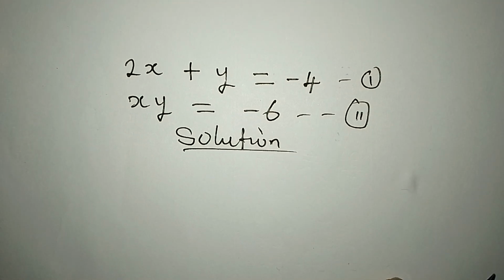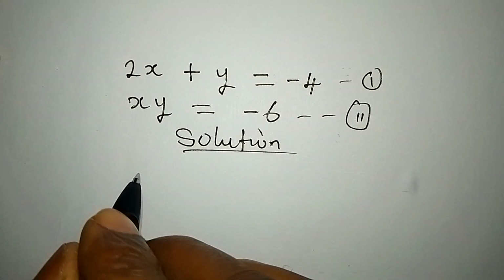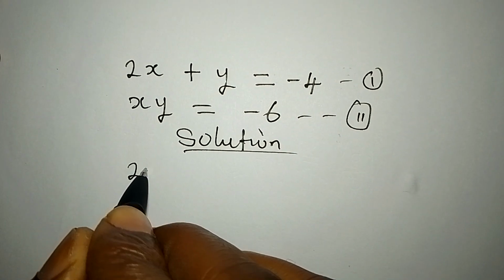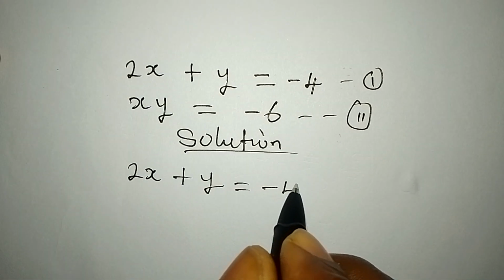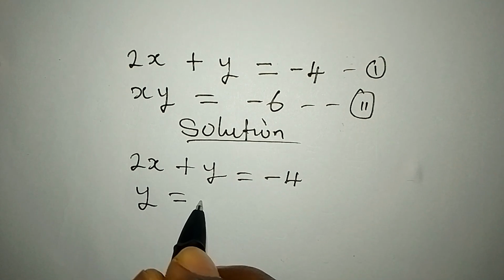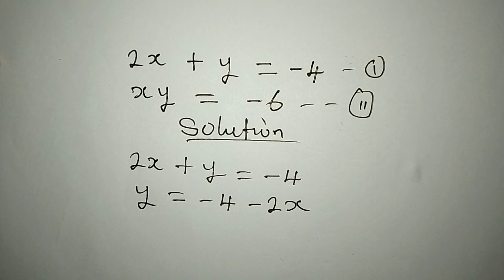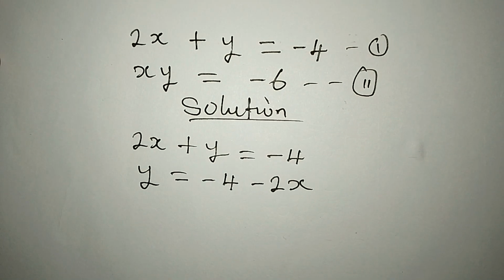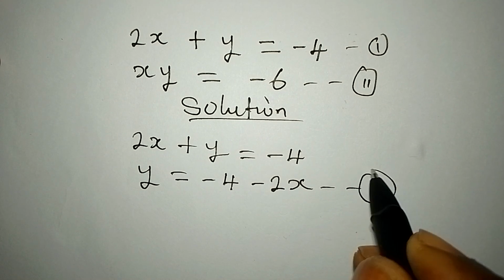Now to begin with this, we are going to make y the subject in equation 1. So from equation 1, where we have 2x plus y equals -4, we are going to say that y is equal to -4 minus 2x. So this becomes the value of y, and we call this our equation 3.